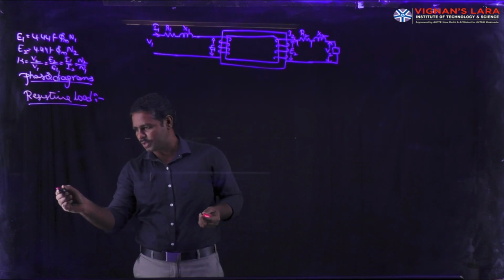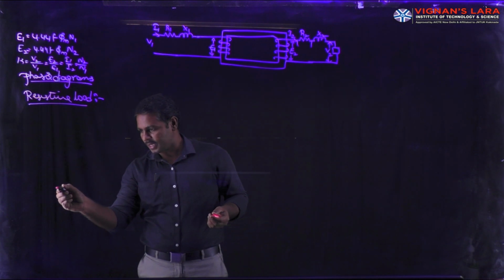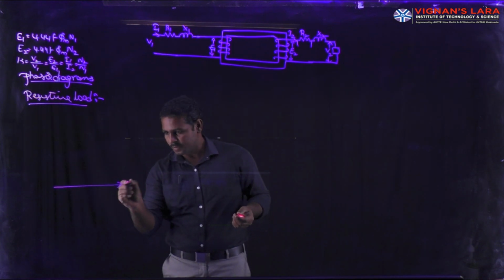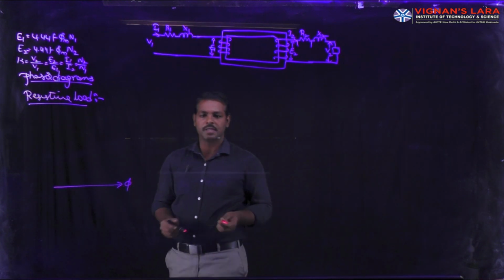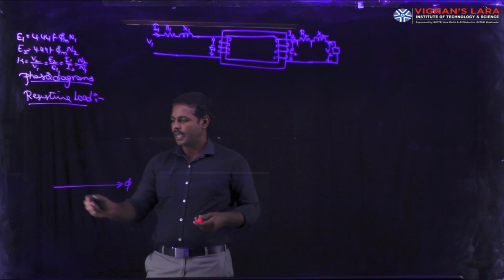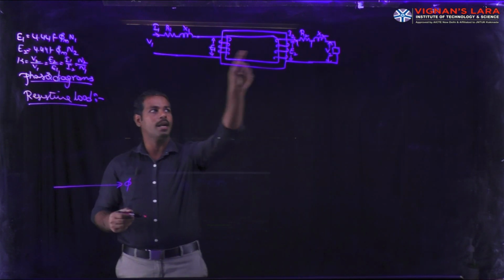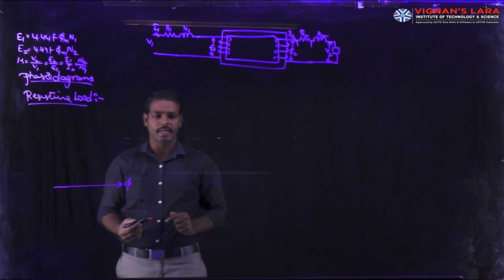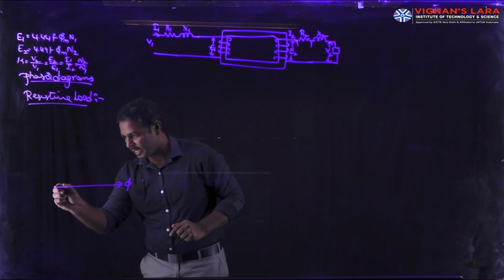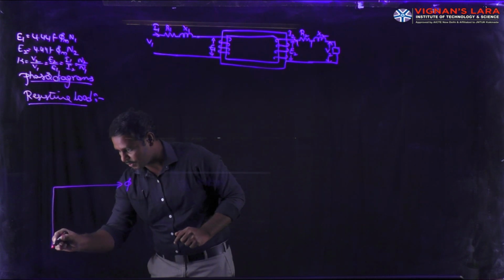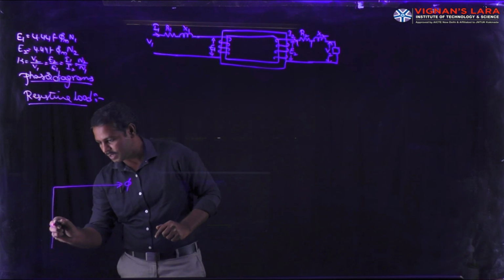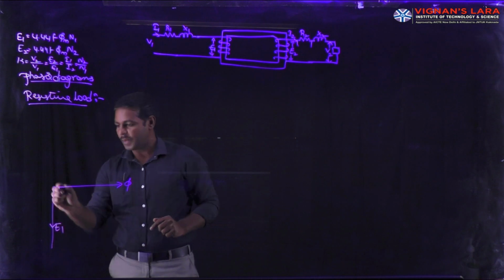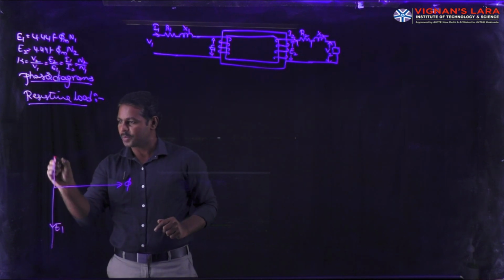So flux is to be taken as the reference vector. The corresponding voltages E1 and E2 always lag the flux by an angle of 90 degrees. The magnitude in the opposite direction is represented with minus E1.